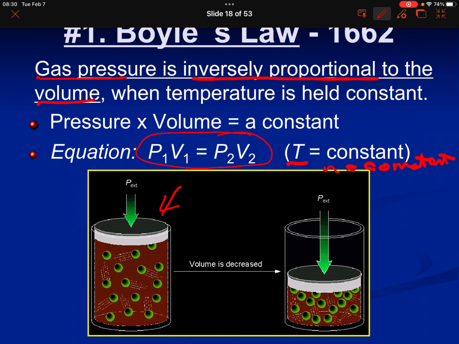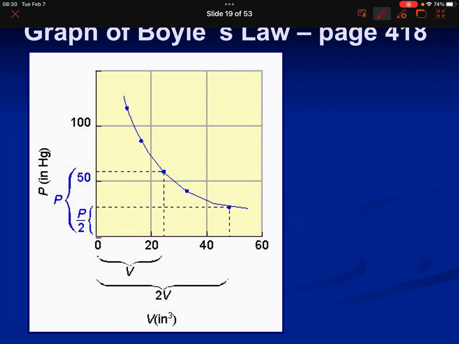Here's a visual representation. If I have a container like I see on the left, my number of particles is the same in each of these. If I decrease the volume, if I halve the volume, I will double the pressure. The pressure will be doubled because the particles will be striking the sides of the container with twice the frequency. And this is assuming temperature is held constant.